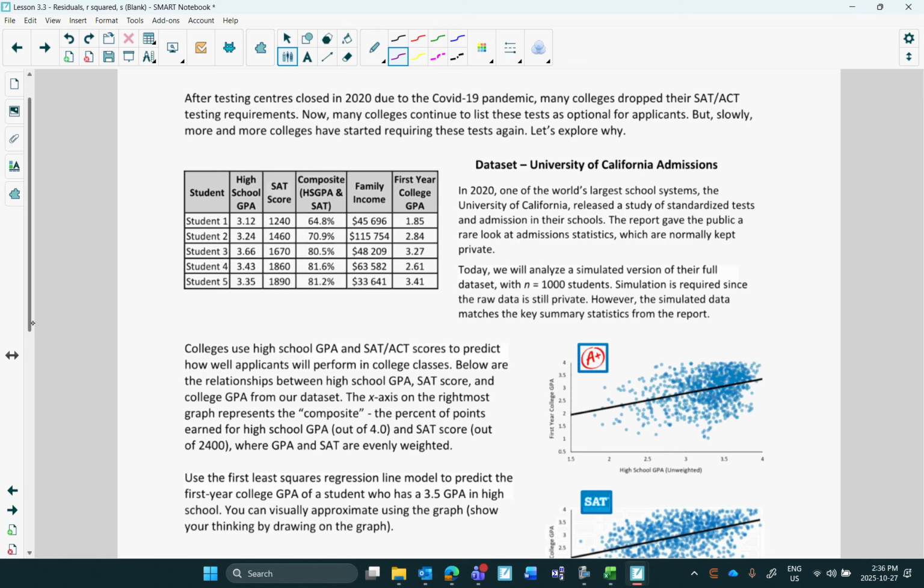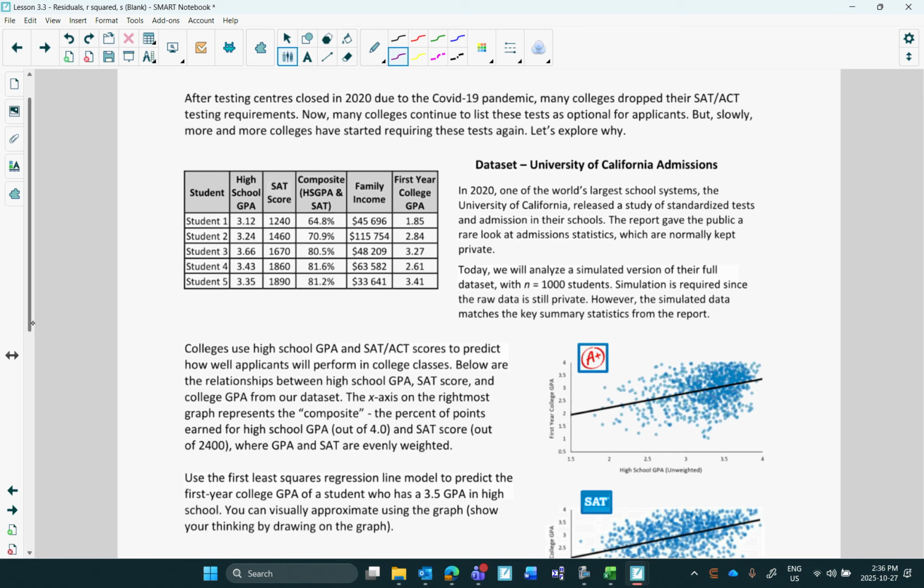Anyway, they released a study showing how good do standardized test scores like the ACT and SAT predict their college marks or GPA compared to how good does their high school average predict how well they're going to do in college.